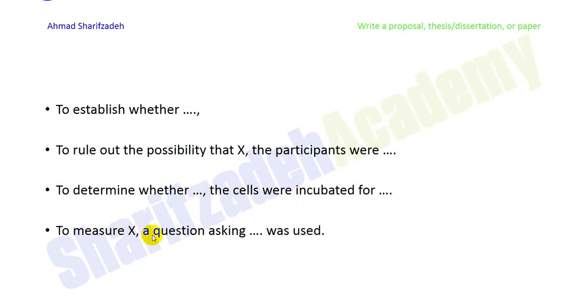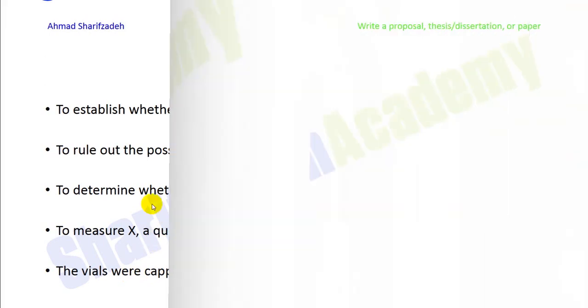To measure X, a question asking your question can be added here, then was used. This means that you can fill in the blanks to tell the readers the reason why you did something. This is part of your procedure, and in this part you are telling that I did one thing for this purpose, okay? Or the vials were kept with something here to prevent something. Then you can fill in the blank.